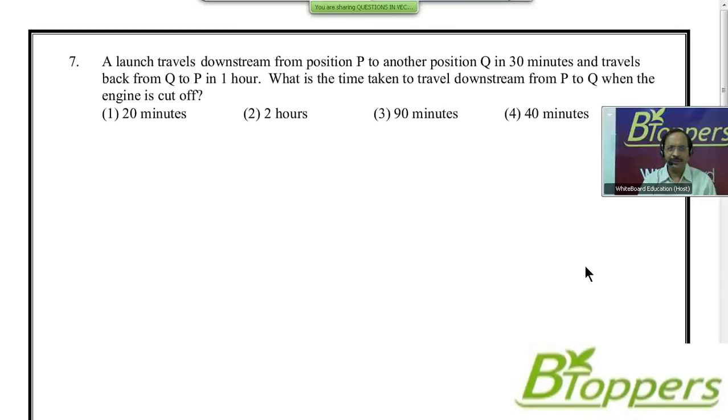A launch travels downstream from position P to another position Q in 30 minutes and travels back from Q to P in 1 hour. What is the time taken to travel downstream from P to Q when the engine is cut off? I have given four options, out of which only one is correct. Come on, try the question.